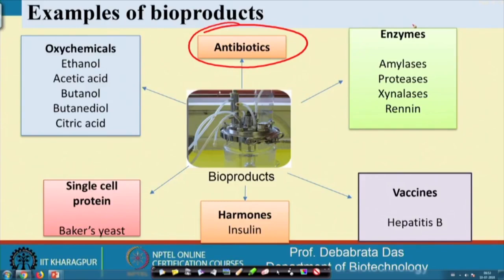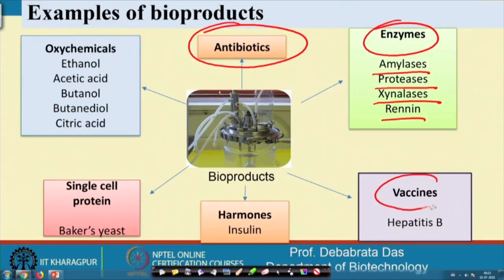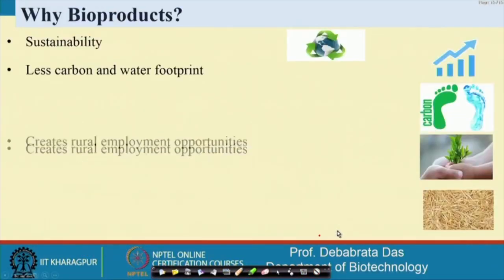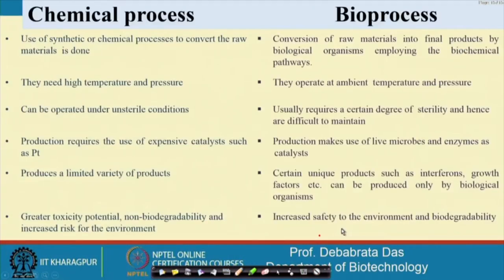different types of antibiotics have come in the market to take care of different types of diseases. Next are the enzymes, which have different industrial significance, for example amylases, proteases, pectinases and rennin, which have a lot of industrial use. And then we have vaccines like hepatitis B, and bioproducts like insulin, which acts as a hormone. Then we have single cell protein, I told you the example is baker's yeast, and oxychemicals: ethanol, acetic acid, butanol and citric acid.